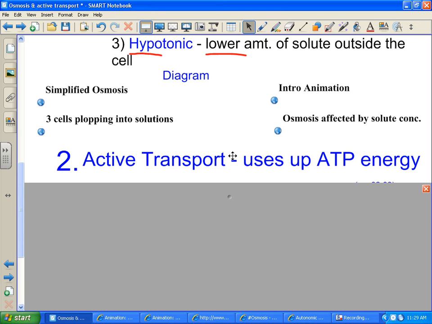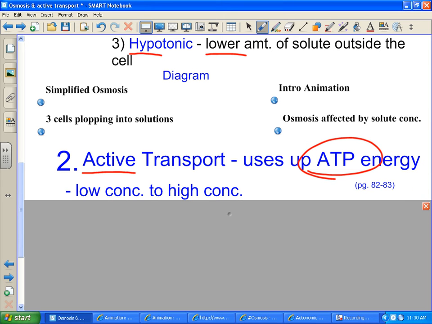If it has to, it'll use a second method. If it's not passive, it's active. And in this case, the word active gives you a clue. This is going to require energy to do. This is going to force your cells to use up some of its energy. It doesn't want to. It wants to save that. But if it has to, it can use its ATP to do these. Here's why.